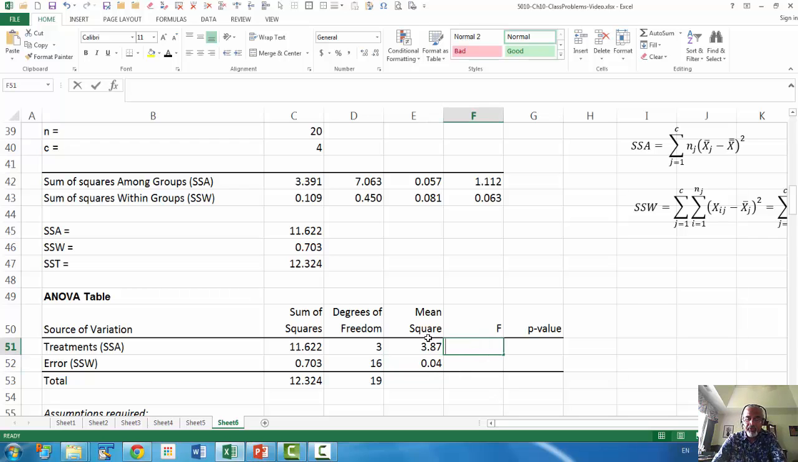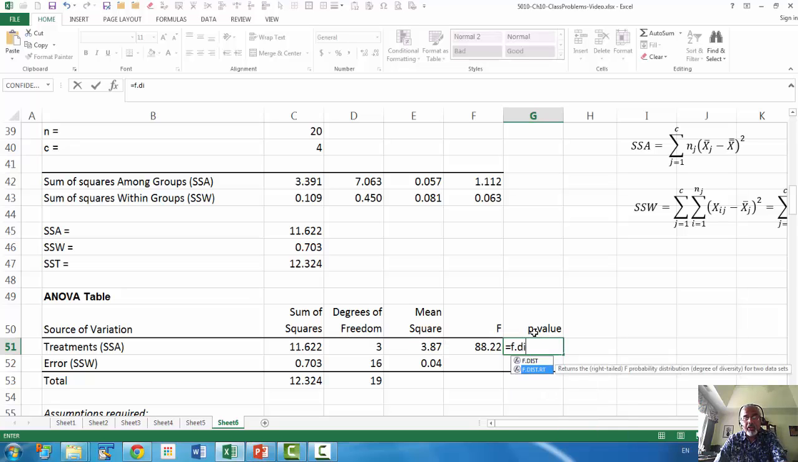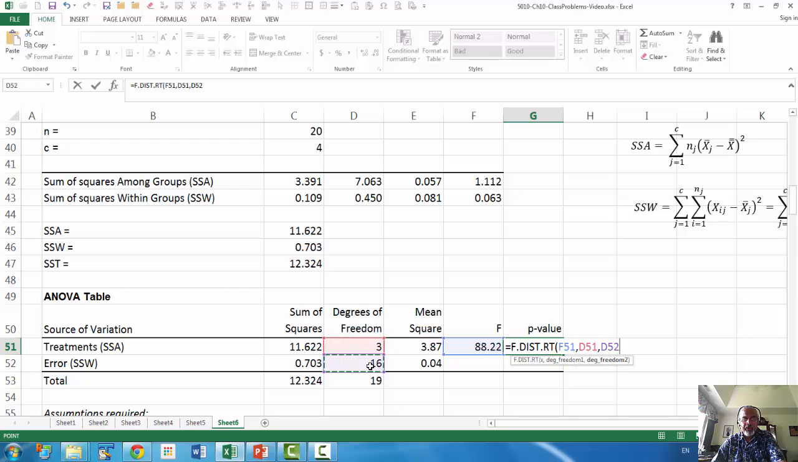When you find the ratio of these two, that's your F statistic. Now the p-value is F.DIST.RT. So the right side tail value, it's a one tail test. You take the F statistic and then the two degrees of freedom, the numerator degrees of freedom and the denominator degrees of freedom. So that will give you the p-value.